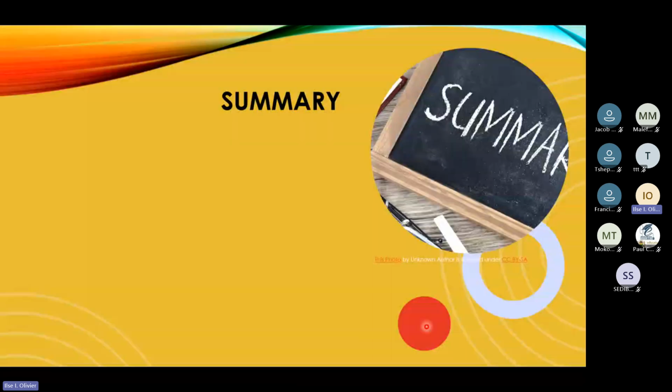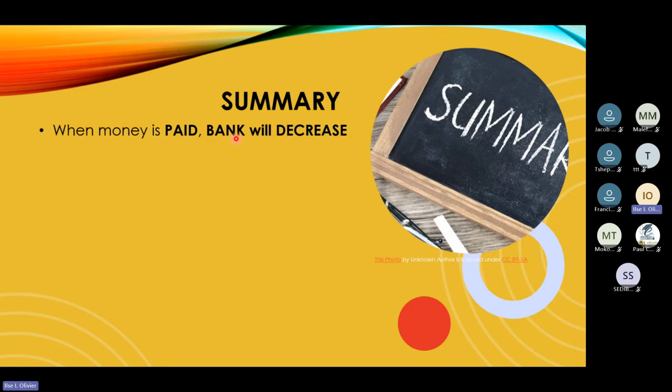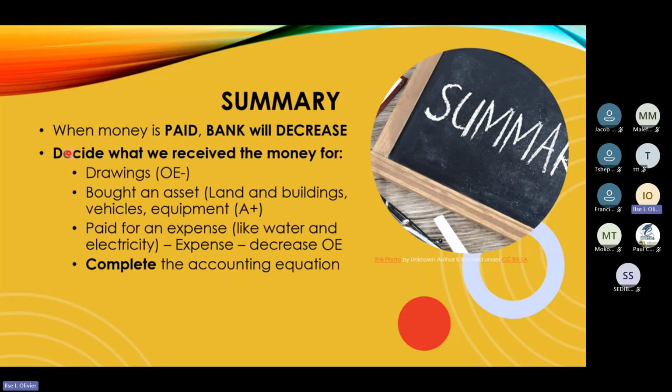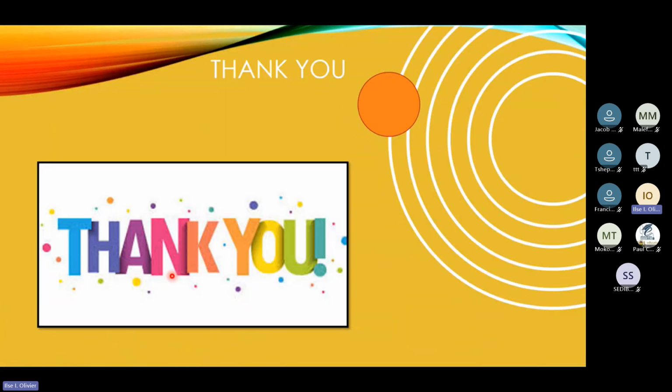So if we look in summary, remember when money is paid, bank will decrease. What do we know about bank? Bank is an asset that decreases and is credited. Decide what you paid the money for, drawings or your assets or your expenses, right? And then you complete your accounting equation. Remember that the source document will always be a bank statement.